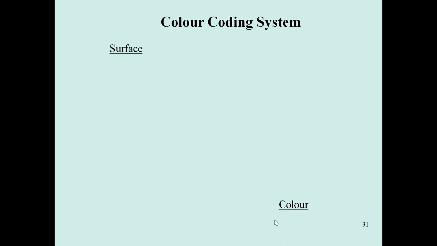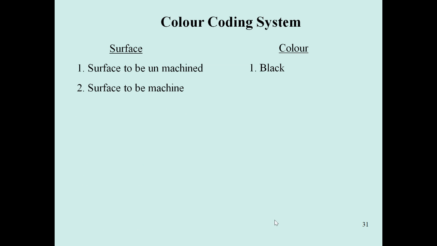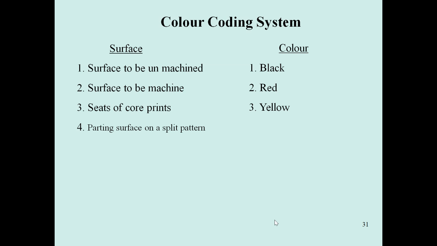Next, the color coding system. You can see here surface and color. The first one is surface to be unmachined. What color should be mentioned? Black. If it is black, that indicates there is no need of machining. Next, surface to be machined is red. Next, seats of core prints, yellow color. Next, parting surface on a split pattern: there is no color for the parting surface on a split pattern.